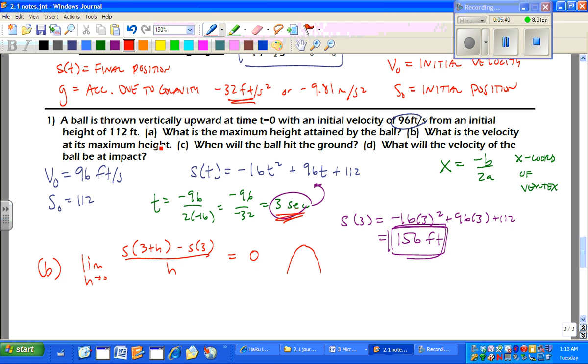So since it's at a maximum, we know it's going to be 0. We don't even have to work that out. But if it were at a different point and we wanted to find the instantaneous velocity, velocity at a specific time, we have to use that limit.